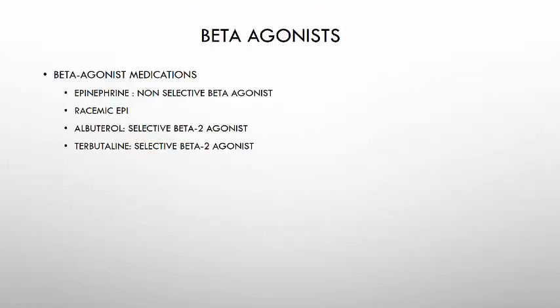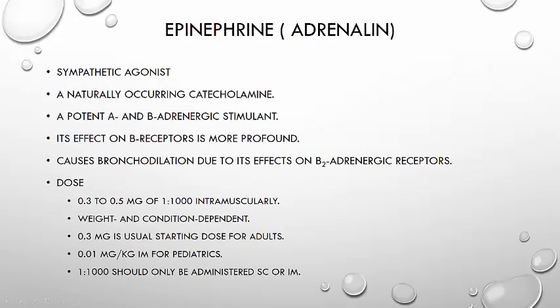Now, some of your more common ones that you may see would be epinephrine, racemic epinephrine, and in a specific case, albuterol and terbutaline are going to be your primary ones there. All right, with your epi, it is a sympathetic agonist, and it is a naturally occurring catecholamine. It will affect your alpha and your beta adrenergic receptor sites, but it does have a more profound effect on your beta receptor sites versus your alphas.